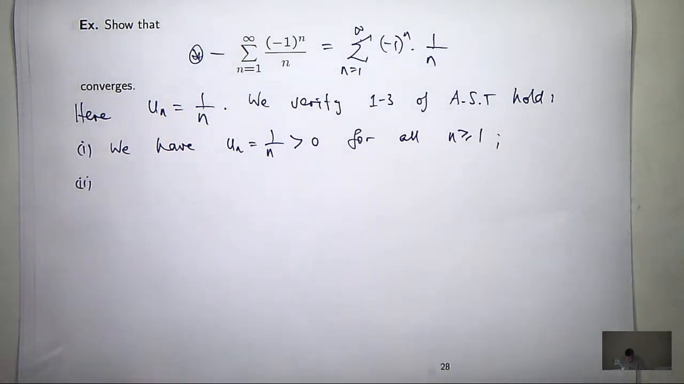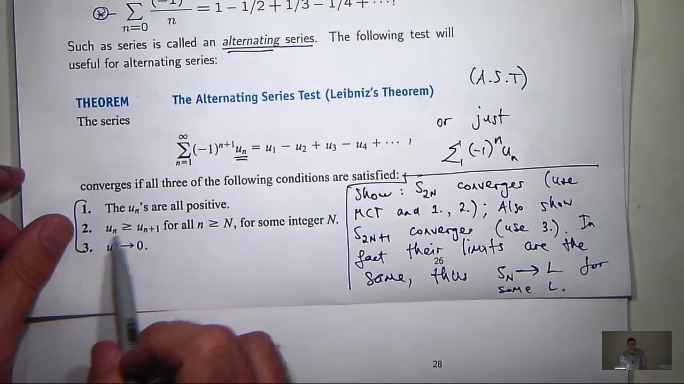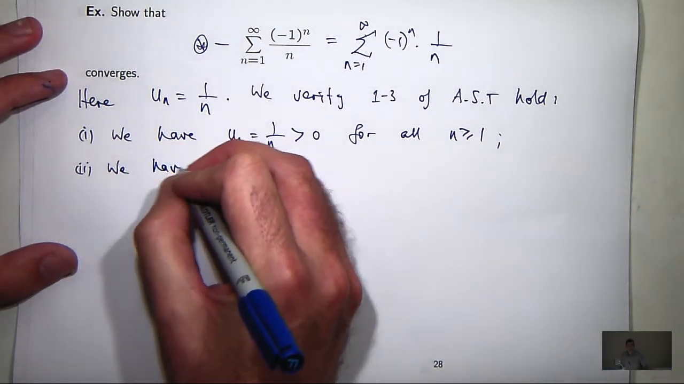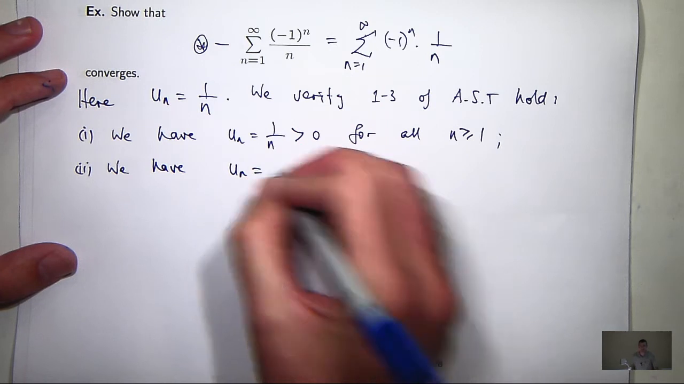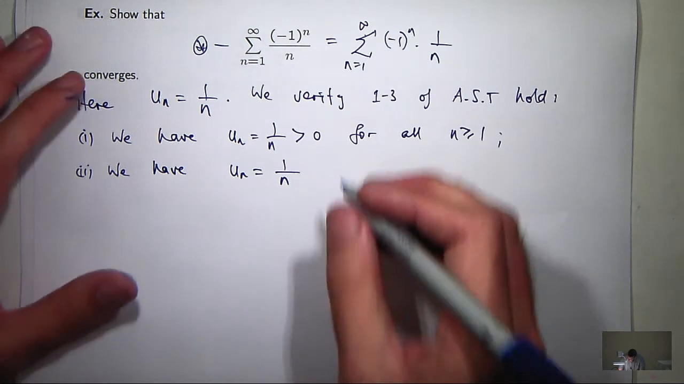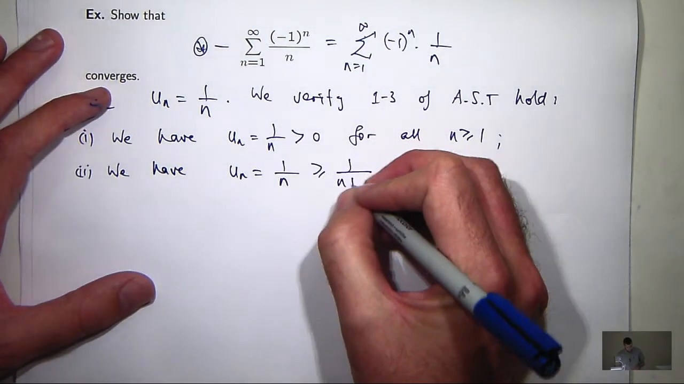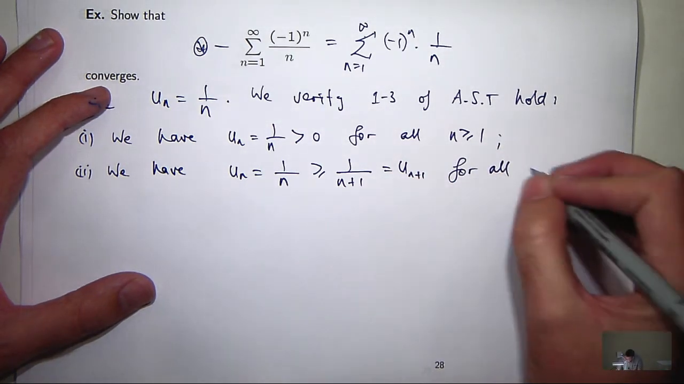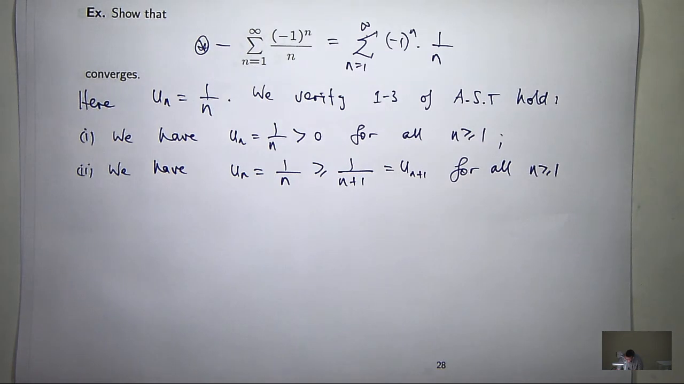What's the second part? We want to show that this little sequence is non-increasing. Now, 1 on n is greater than or equal to 1 on n plus 1. Okay, you don't have to prove that, it's pretty obvious. So we're happy with that. So that's the second part of Leibniz's or the AST's condition satisfied.